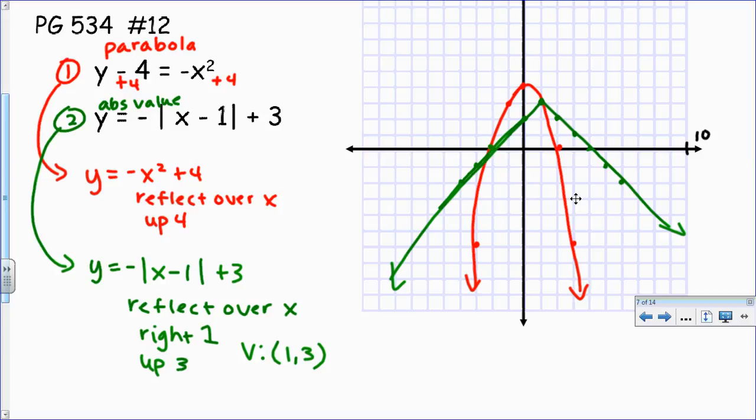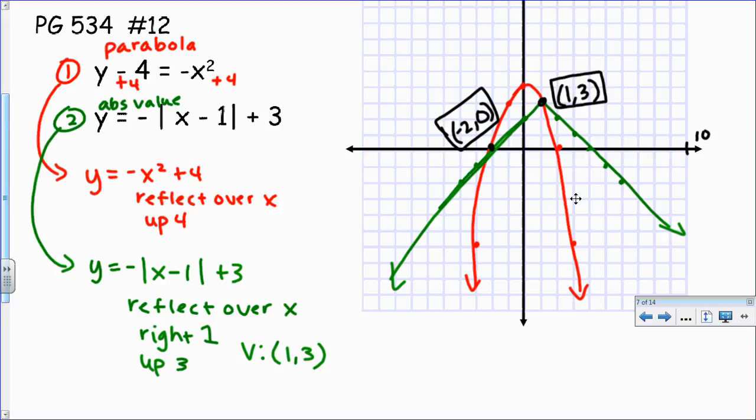All right, so we're looking for the solution to this system. The solution to the system is where they would intersect. I see how many solutions? 2. Right here and right here. So that's 1, 3, and negative 2, 0. Now, plug those back in to check and make sure that it's correct. Okay, that looks like my 2 solutions.